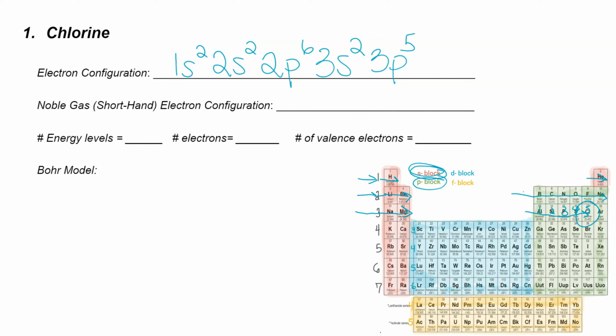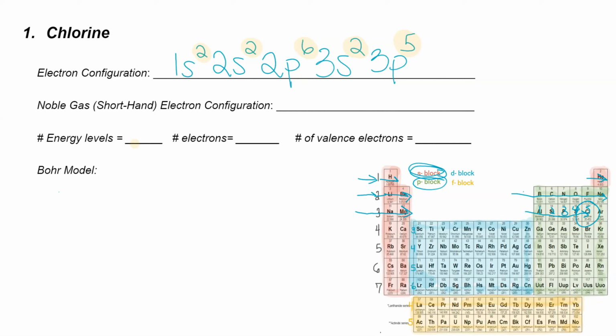And of course, we can check our work by going back and adding up the total number of electrons we put in our electron configuration. 2 plus 2 plus 6 plus 2 plus 5 gives us a total of 17 electrons, which is indeed the correct number of electrons for chlorine, as chlorine is element number 17 on the periodic table.